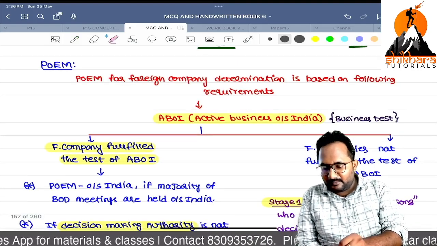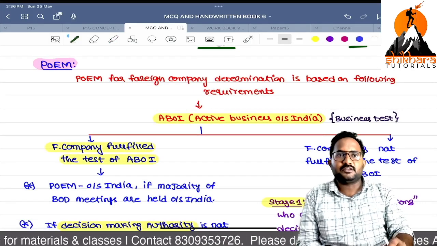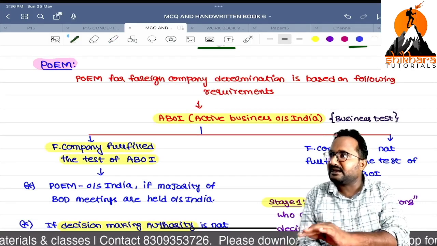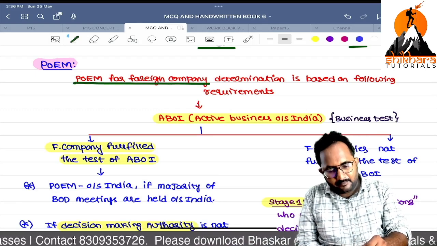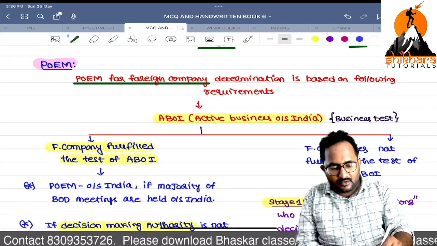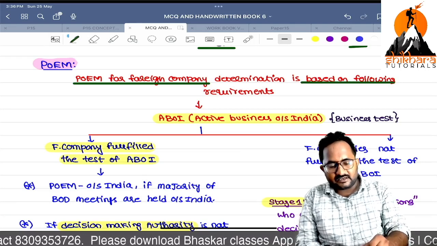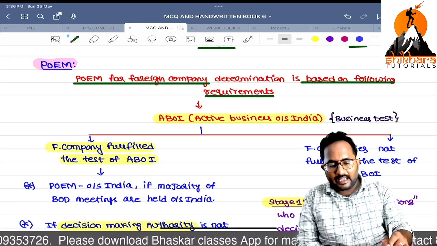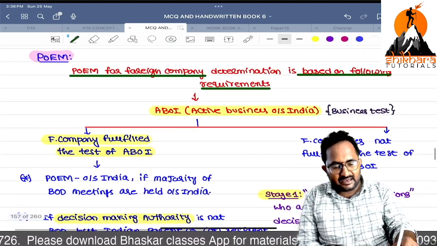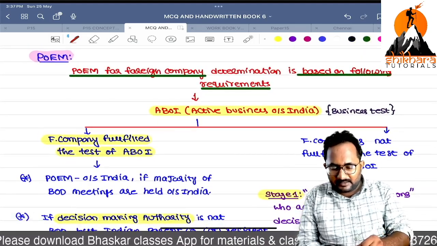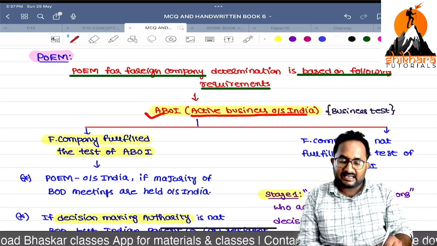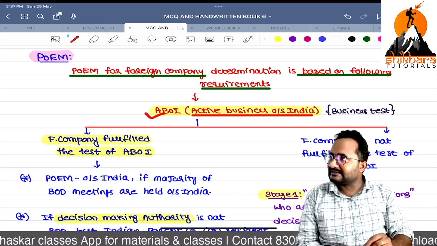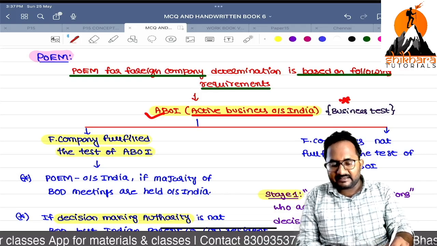Place of effective management we are required to determine for which company, foreign company or Indian company? Foreign company. Place of effective management for a foreign company is determined based on the following requirement: active business outside India. This is the shortcut in the exam. They can directly refer to it as the ABOI test, or we can call it the business test also.